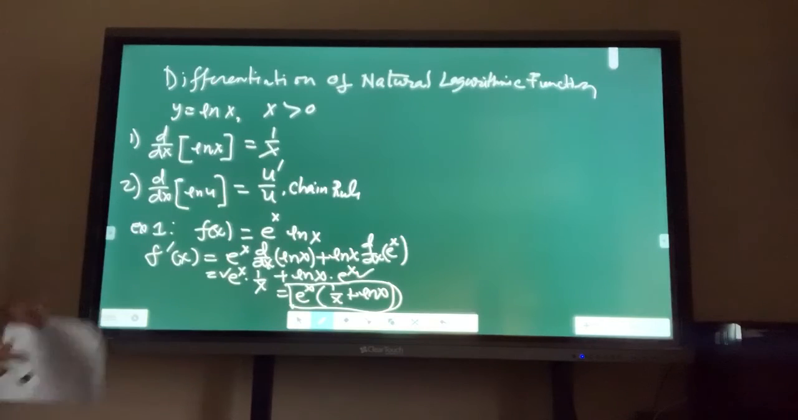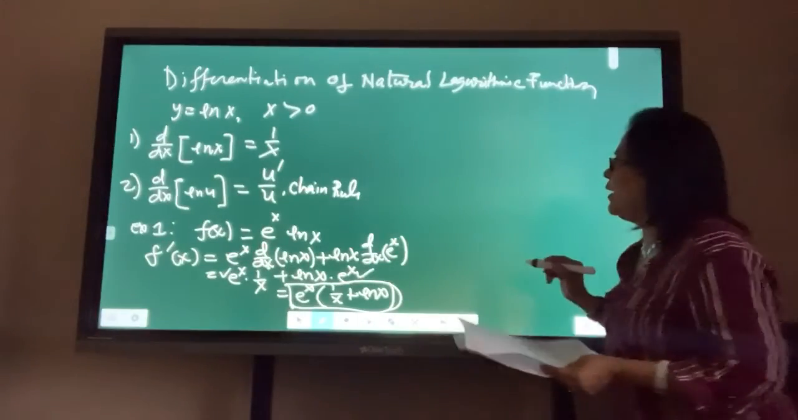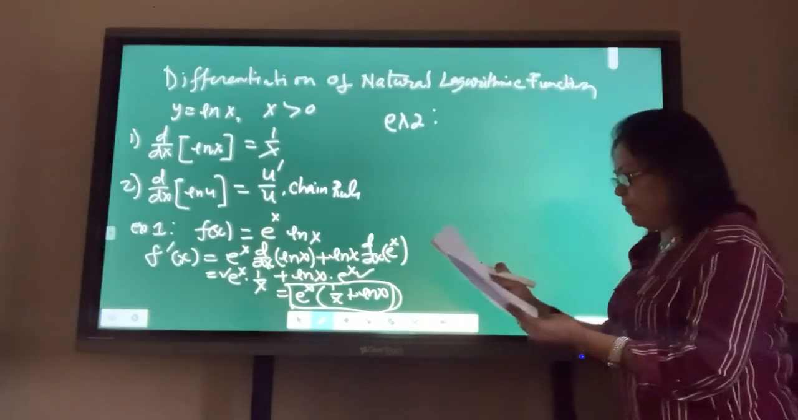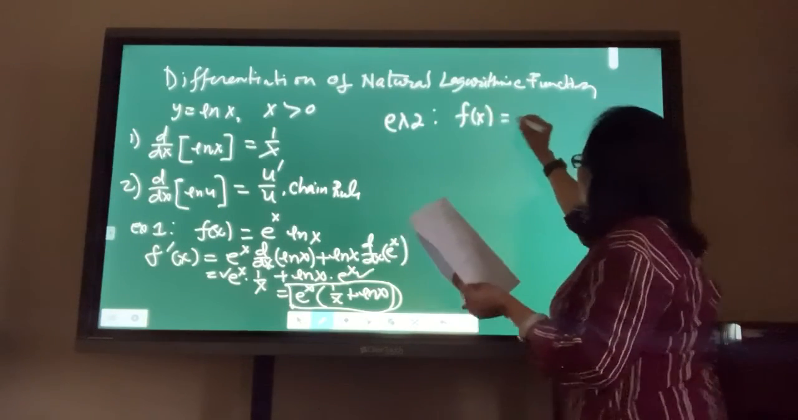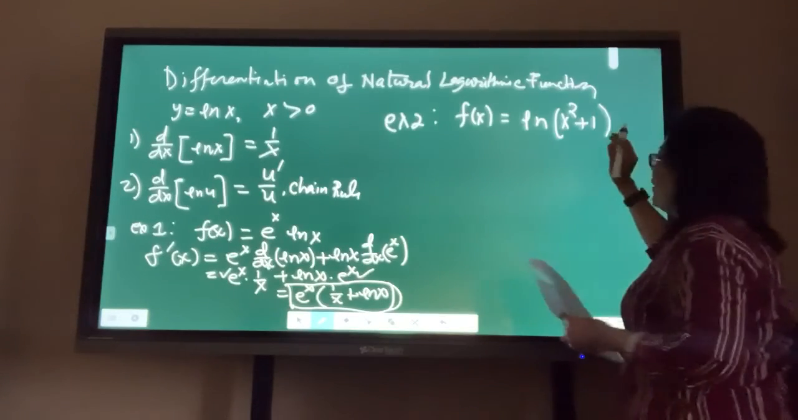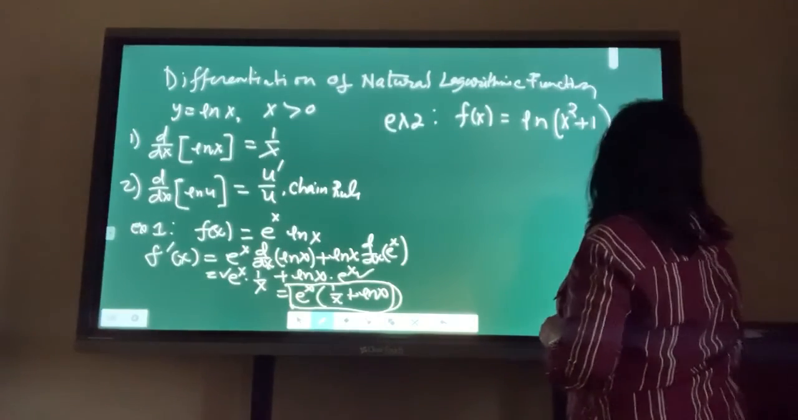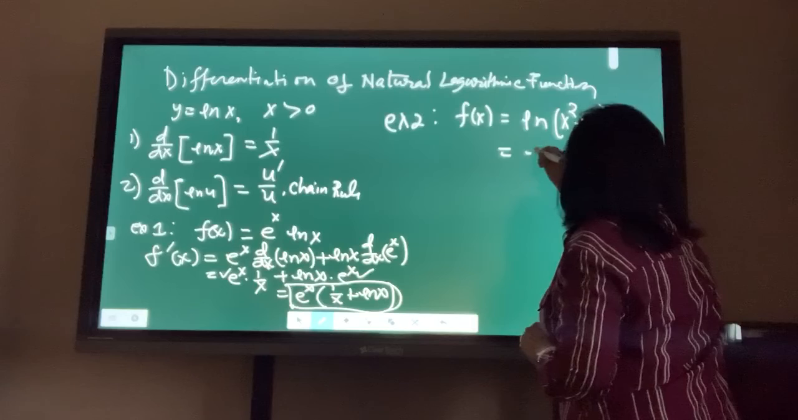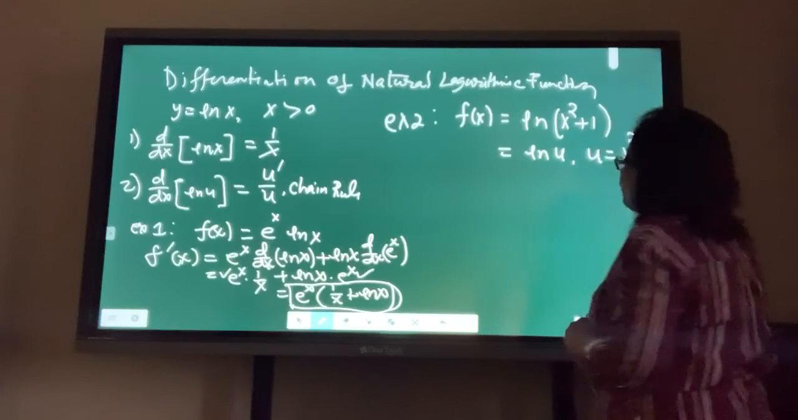Now let's try example 2, which uses the chain rule. Let's say I have a function f of x equals ln of x squared plus 1, which is also a natural logarithmic function. As you see, we have to make a substitution for u as a chain rule. So it becomes ln of u, where u is identified as x squared plus 1.